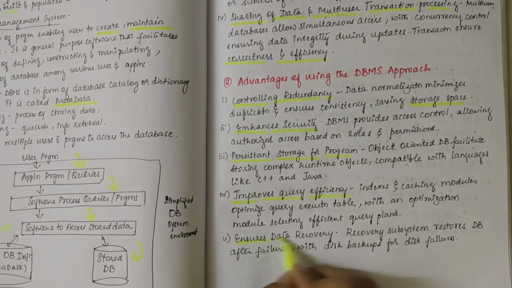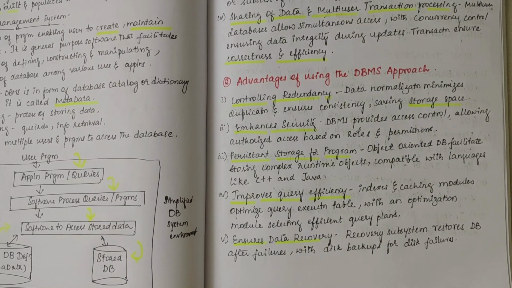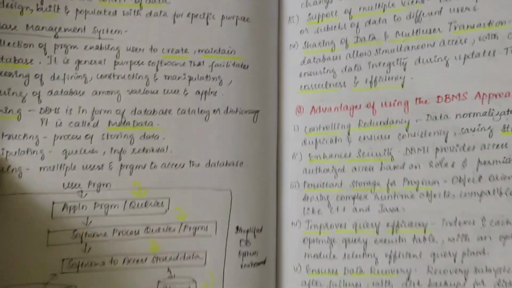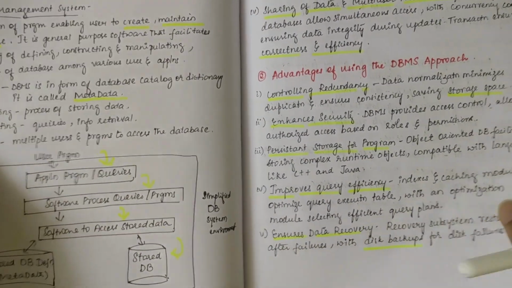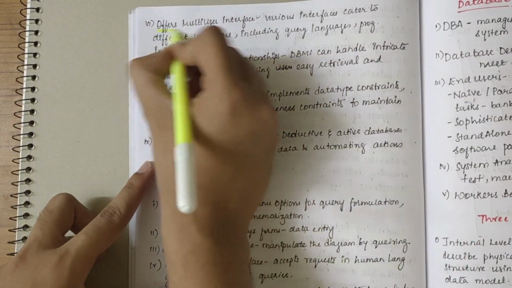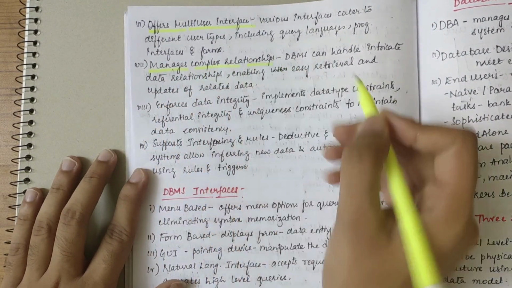Then we have data recovery. Even after failures, if the system gets shut off accidentally or all of a sudden, the backup would be there. It would be provided in disk backups. That is what ensures data recovery. Then we have the multi-user interface. We have discussed this. Then it manages complex relationships.